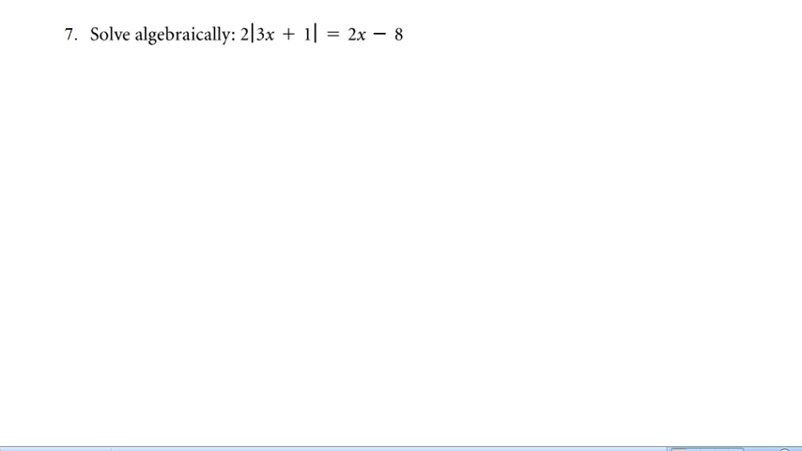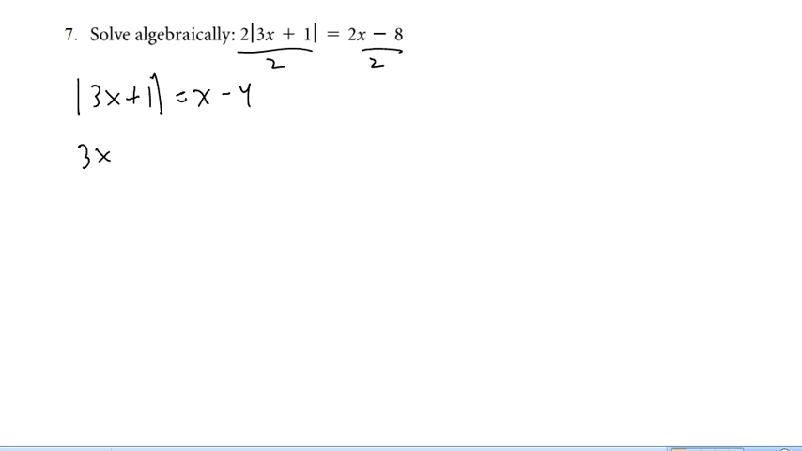Basically, we can think of this absolute value sign the same as we would if it was a square or a root. Let's get it by itself before we do anything. So let's divide both sides by 2. That gives us the absolute value of 3x plus 1 equals x minus 4. And now we can break it into two possibilities.